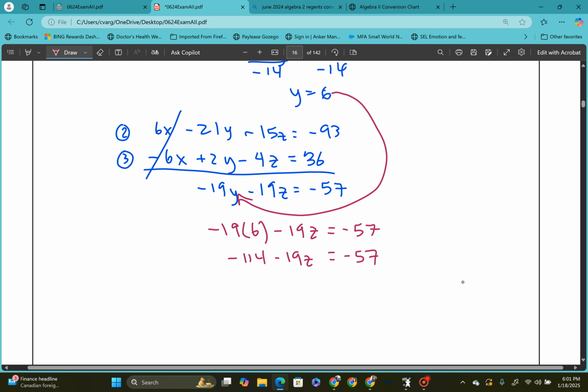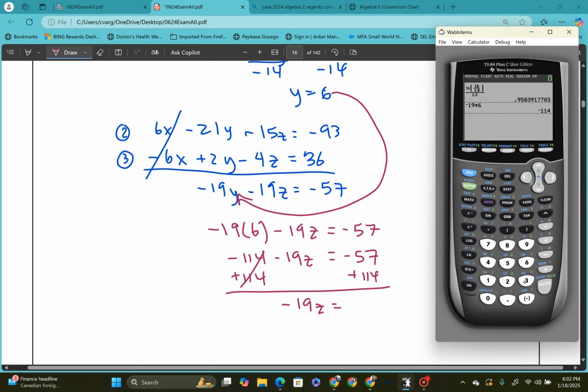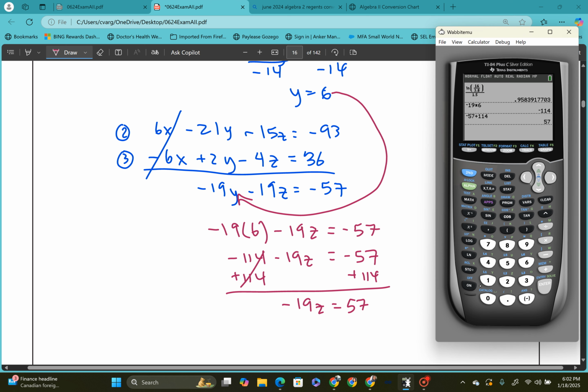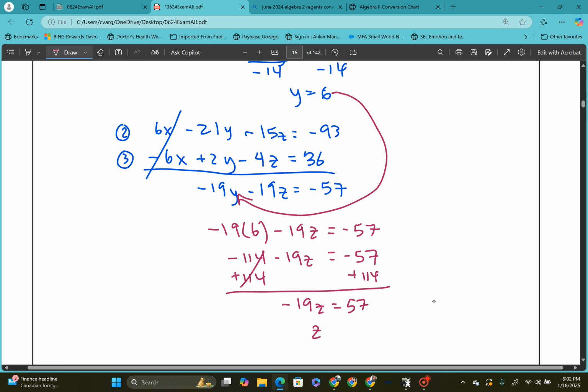Let's move some things over. So add 114 to both sides. This cancels out. So I have negative 19z is equal to negative 57 plus 114. So I get 57. And then I divide both sides by negative 19, and I get z is equal to negative 3.